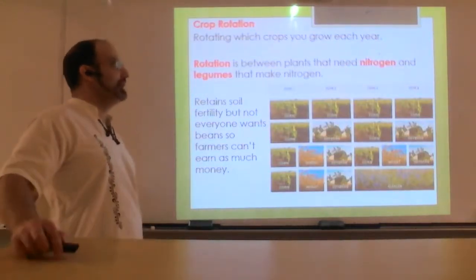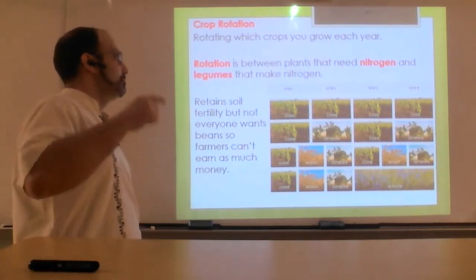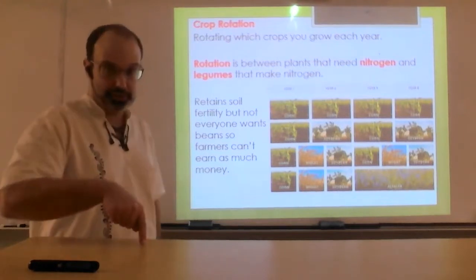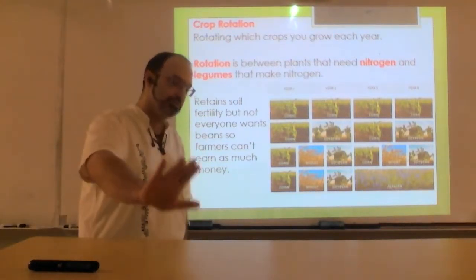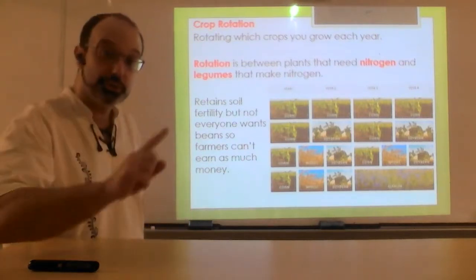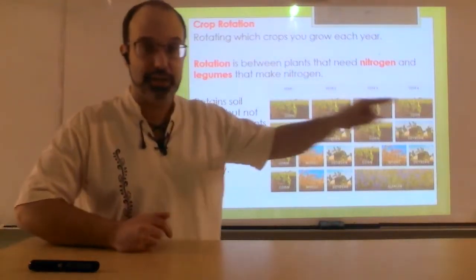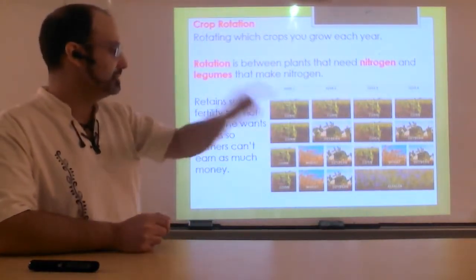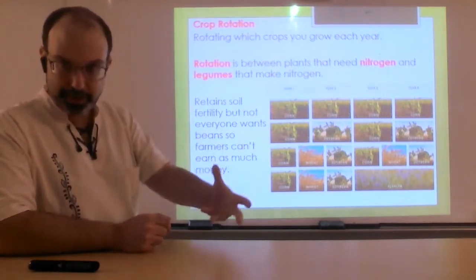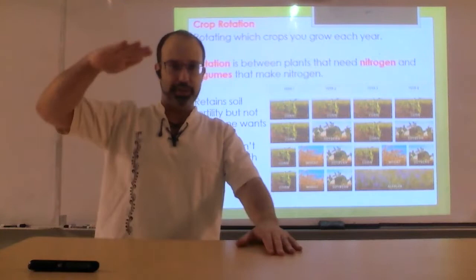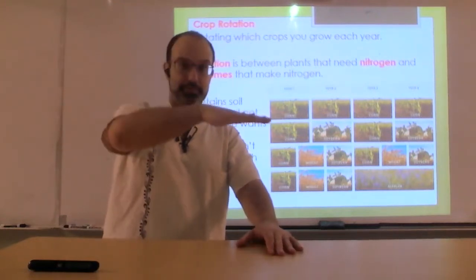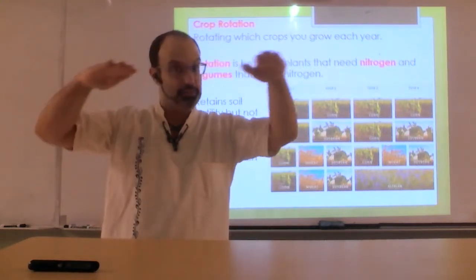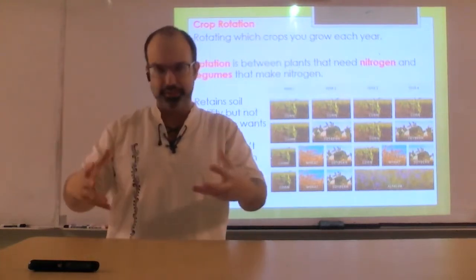Crop rotation. Rotating which crop you grow each year. Rotation is between plants that need nitrogen and legumes that make nitrogen. Okay, reminder, it's biological fixation. It's not the legumes that do it, it's the bacteria, but it doesn't matter. Point is, you rotate. So instead of planting the same thing every year, you rotate which things you plant. And by putting other things in the field, one year you'll use up some, another year you'll put some back. So now you're staying within the same area, and it keeps the fertility of the soil, but there's still a downside.